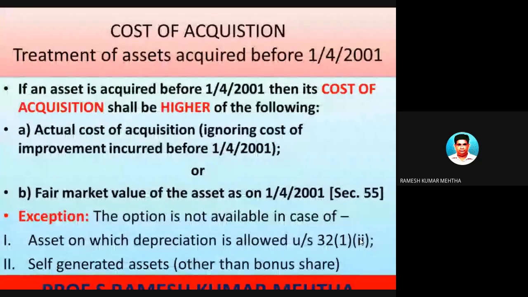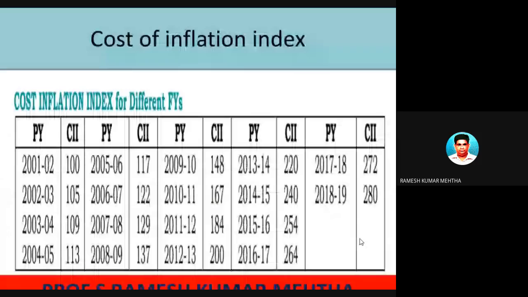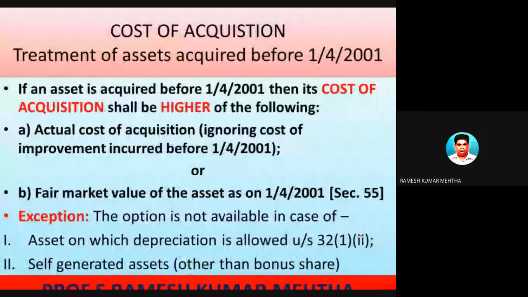Now, cost of acquisition, treatment of assets acquired before 1/4/2001. We have already discussed this, but let's explain some more points under this. If any asset is acquired before 1/4/2001, this particular date, because this is the date from where indexation, the cost of inflation index, has come into picture. So if any asset is acquired before 1/4/2001, then its cost of acquisition shall be the higher of the two.